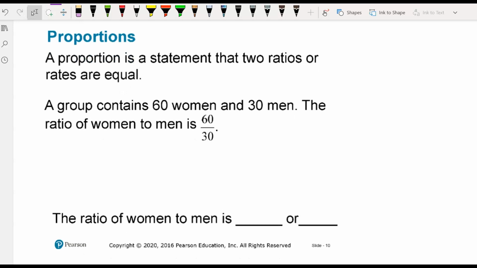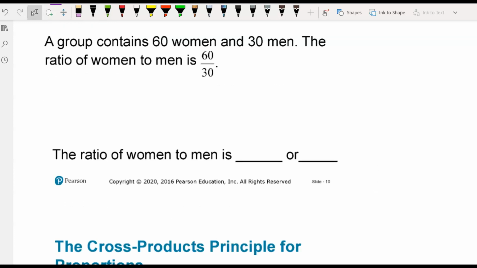Proportions. So a proportion is a statement that two ratios or rates are equal. So a group contains 60 women and 30 men. The ratio of women to men is 60 over 30. So remember, we reduce the fraction, so they each have 30 in common. So it would be 20 to 1. So the ratio of women to men is 20 to 1, or 20 colon 1.